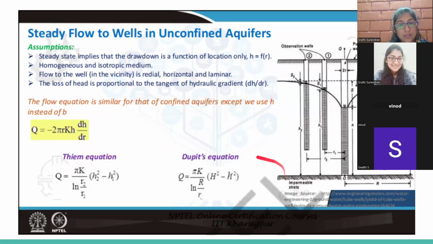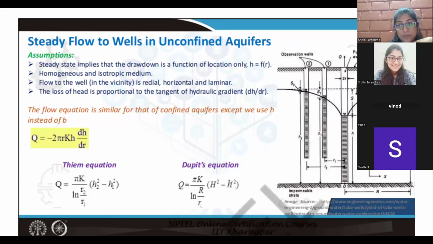So these are the equations that give us the discharge rate of water flow in a pump. So what is the rate of flow of water? This is given by Thiem's equation and Dupuit's equation. Like I mentioned, here R is the radius of influence. Small r is the radius of the well.